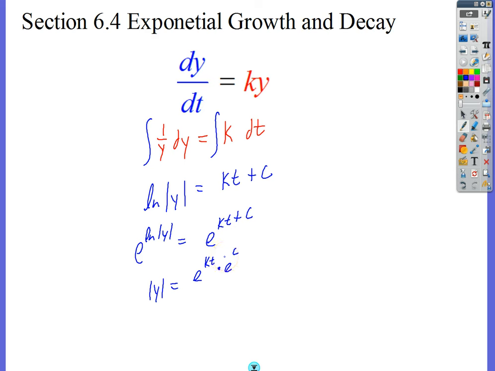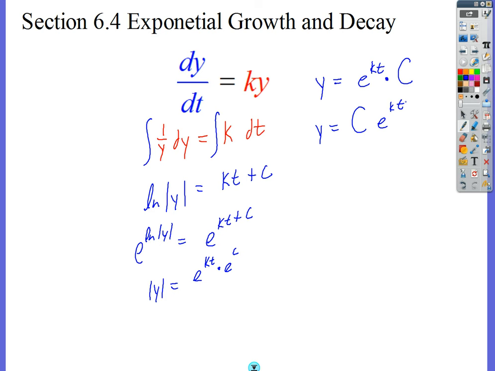So what can I do from here? Since I know e raised to anything is always positive, this is going to be positive no matter what I do. So I don't need my absolute values there anymore. And so I end up with y is equal to e to the kt times this e to the c, which is just a bigger constant. So I'm going to make a really big C. And so I can rearrange this: y equals a really big C e to the kt.